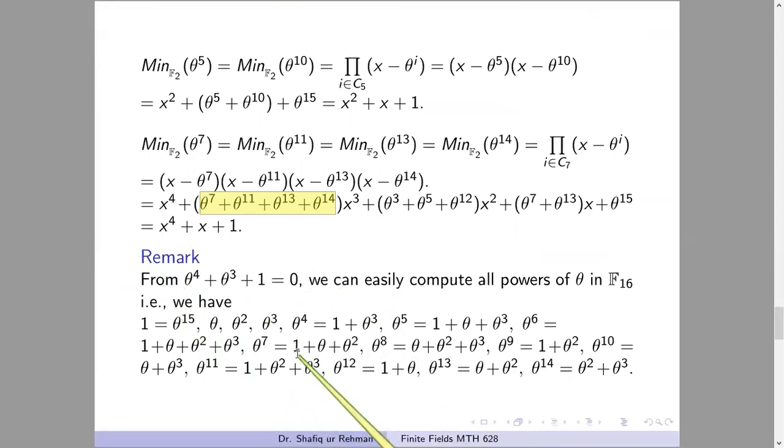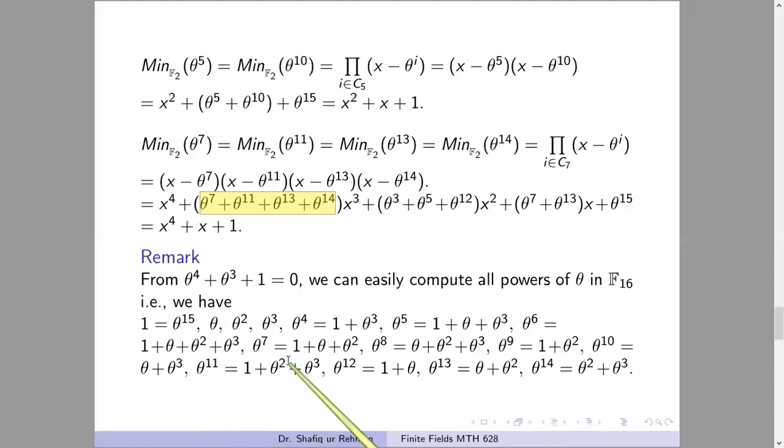So this is one way of calculation, that is, compute all the powers of theta in such a way that all the expressions have degree at most 3. Theta 6 equals this, and then again multiplying both sides by theta we will get this, and by simplification and so on we will get theta 14 equals theta square plus 3 and theta 15 equals 1.